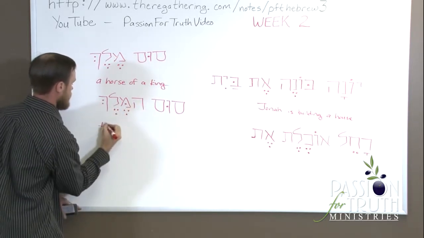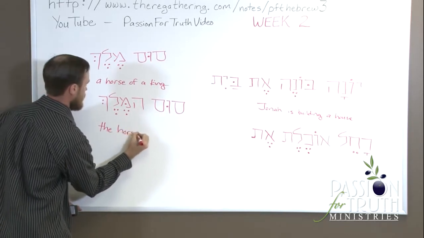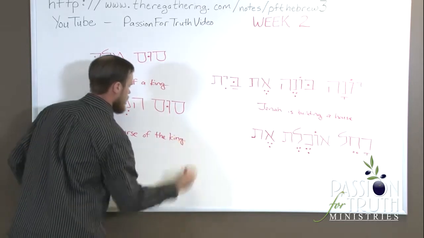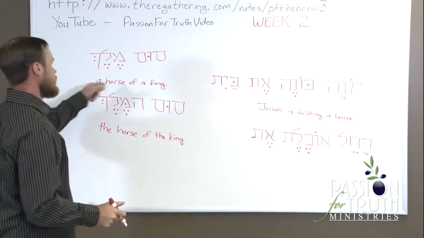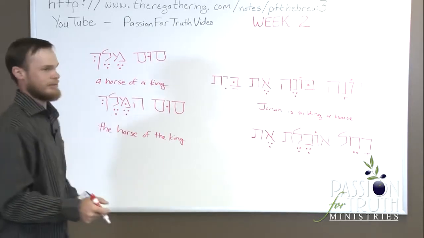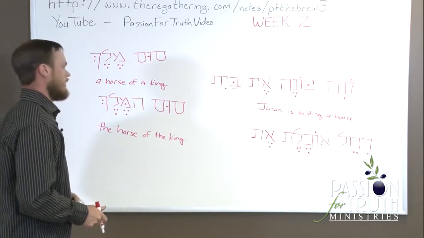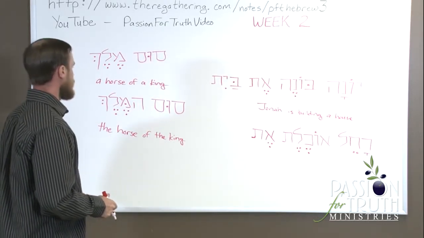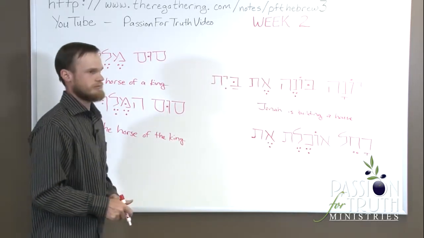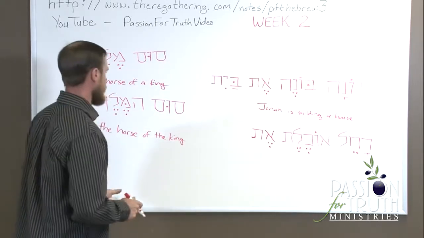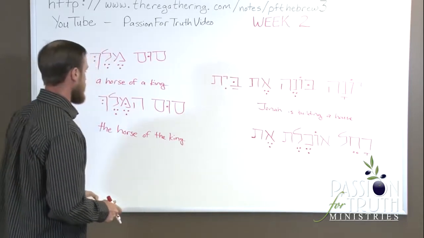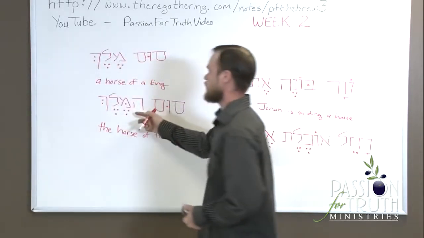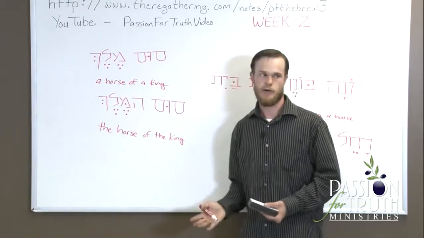And this means the horse of the king. Now you might be wondering, how do we say a horse of the king if this is the case? We'd have to do something a little goofy to do that. You probably have to say one of the king's horses, but I haven't gotten into numbers yet, so we don't know how to do that just yet. But anyway, when we're using the construct state, the second word is the one that will take the definite article if it's a definite phrase.